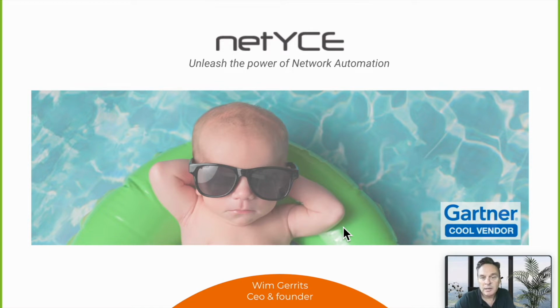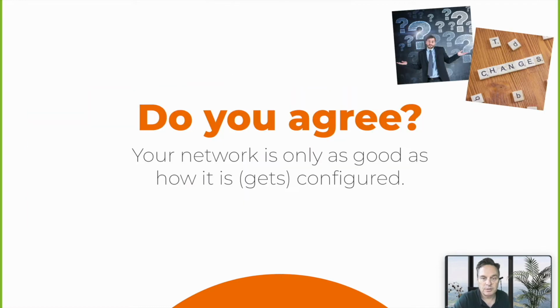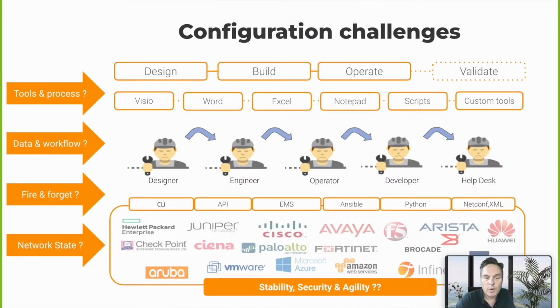Now, Gartner selected netYCE as cool vendor because of the fact that we've been simplifying network automation to make it easy for any network engineers to drive automation through your infrastructure. So it doesn't surprise you that for us, we think of the network in terms of how it is configured or how it gets configured. So is it reflecting the way you intended it to be? And this can be quite challenging.